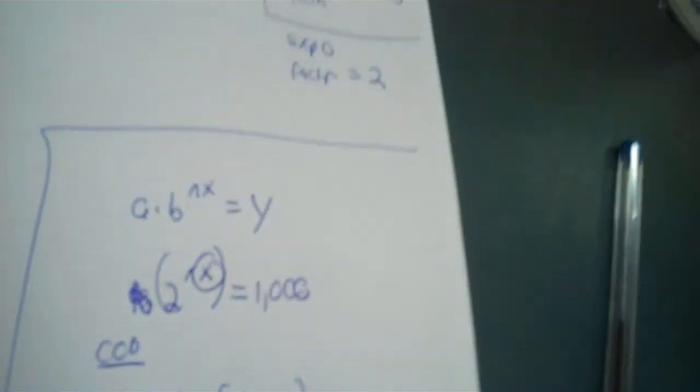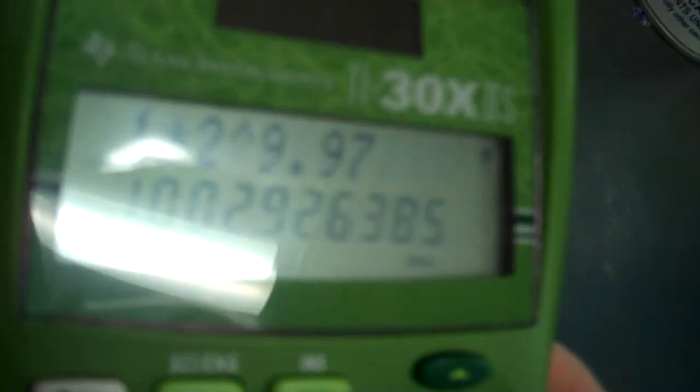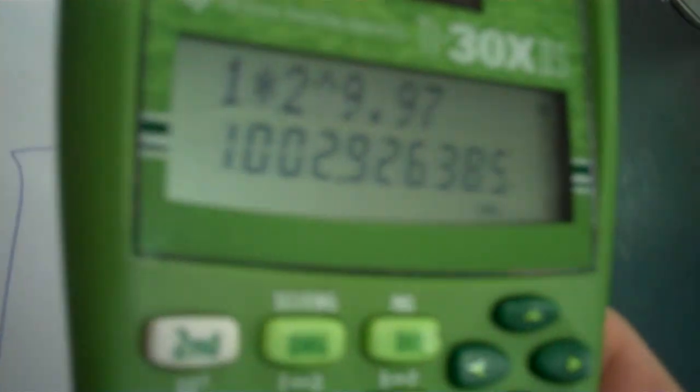And yeah, it didn't take as long as we thought. 9.97. Okay. And the answer is months. Sorry, I didn't put that. Now let's prove why that's right. Because if I take the $1 I had originally and times it by 2 and raise the 2 to the 9.97 power, look at that. Pretty darn close to 1,000.